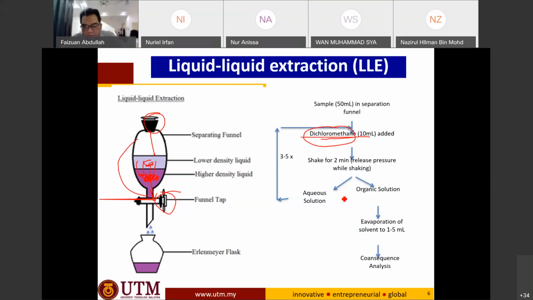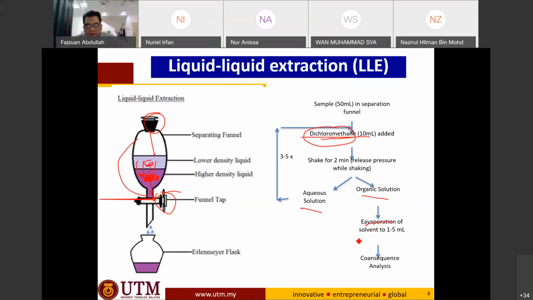And then we have two layers. After we shake, we assume that all the analyte has been transferred into the solvent. So we have two layers of solution. The first one is the aqueous solution, and then we have an organic solvent, right? And then we concentrate our analyte, and then we proceed with the process for the subsequent analysis.